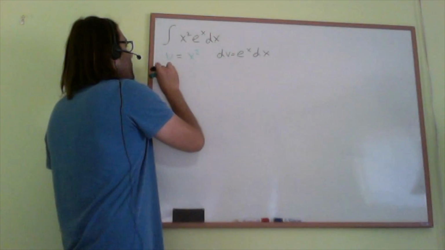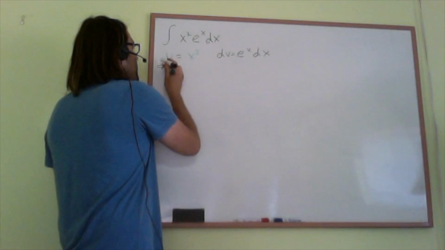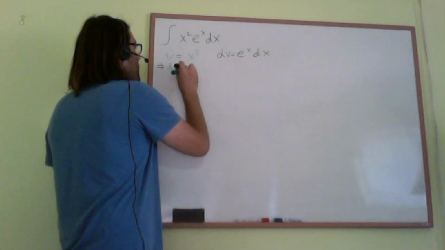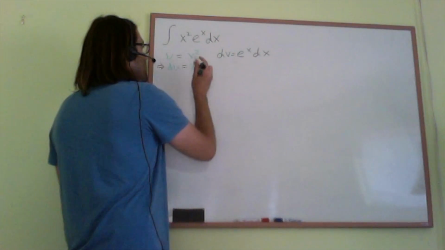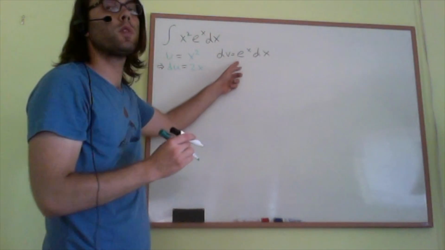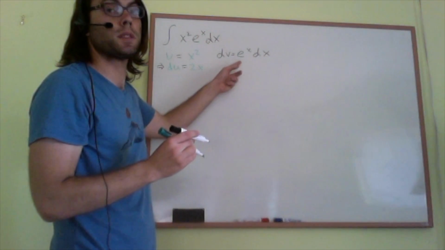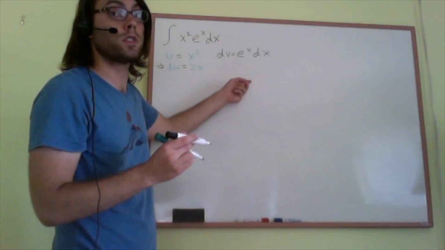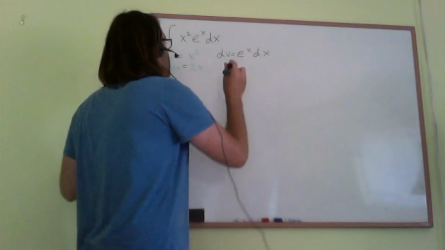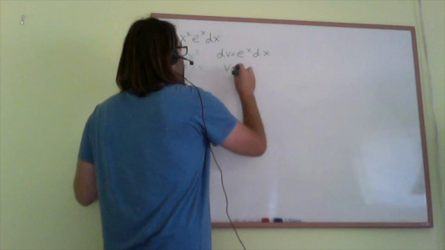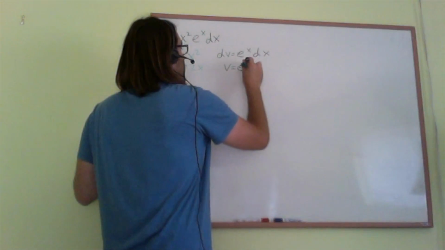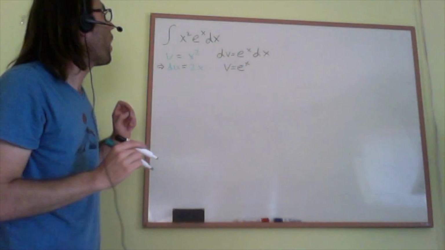This, of course, implies that our du is going to be 2x dx. And here the antiderivative of e to the x is e to the x plus c. And you see what we'll do, we'll just choose 0. So v is going to equal e to the x. All right.